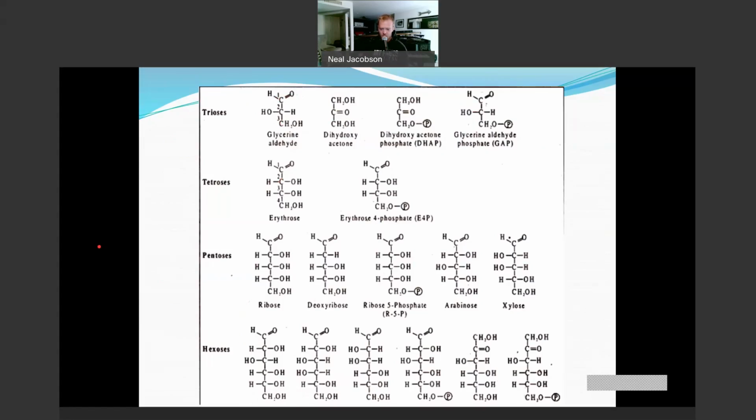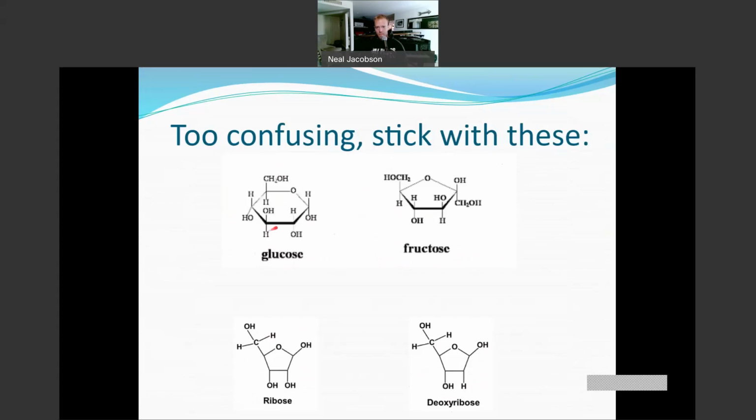So let's simplify it. I want you to know these ones: glucose, fructose, ribose, deoxyribose. And by know what they are, I don't mean you look at it and you're like, oh yeah, that's obviously a glucose. No, what I want you to know is to be familiar with the term glucose. Know that it's a simple sugar and know that it's the monomer of a polymer of the sugar, or a monomer of a starch or a polysaccharide.